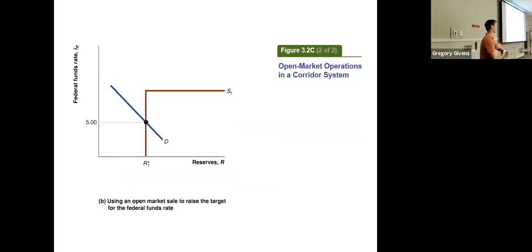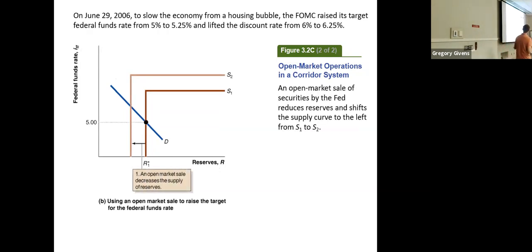Okay, let's try another one. On June 29th, 2006, so let's go back a couple of years here, to slow the economy from this impending housing bubble, the FOMC raised its target funds rate from 5 to 5.25%. They also lifted the discount rate from 6 to 6.25%. Usually the Fed changes the funds rate target and the discount rate at the same time, by the way. All right, again, let me throw this one back to you. How would the Fed engineer this monetary policy operation? That is an increase in the funds rate by 25 basis points.